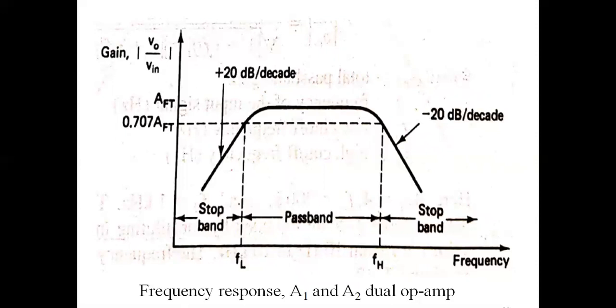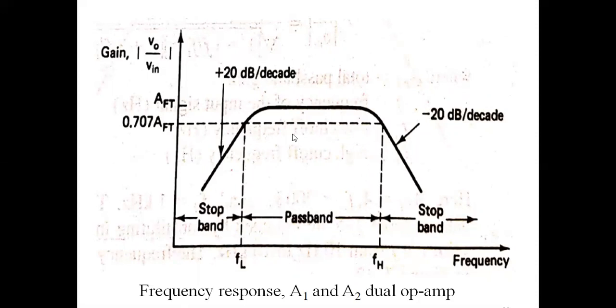This is the frequency response of the op amps A1 and A2, that is the dual op amp. A plot of gain, the magnitude of the gain V0 by Vin versus frequency, is drawn here, and it represents the band pass frequency response of the filter. As the frequency increases, in other terms, it passes only this specified passband.